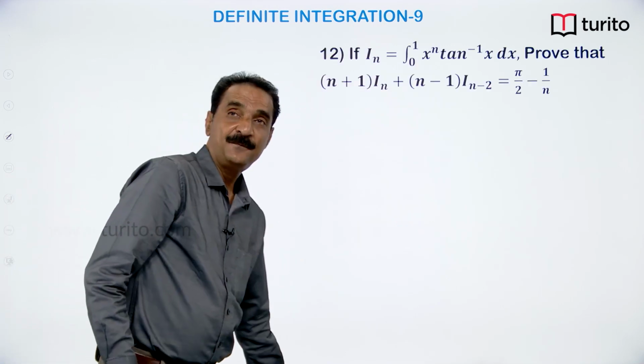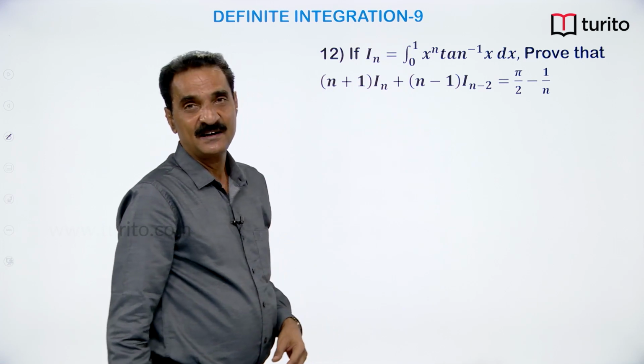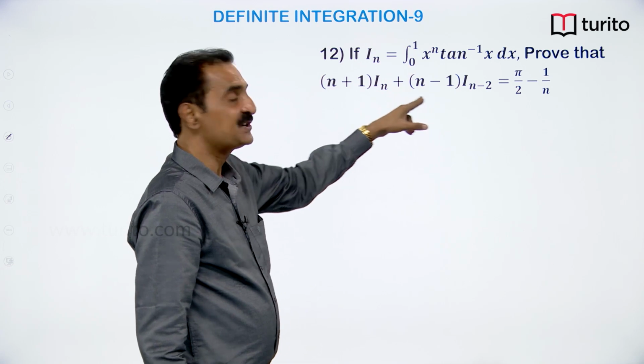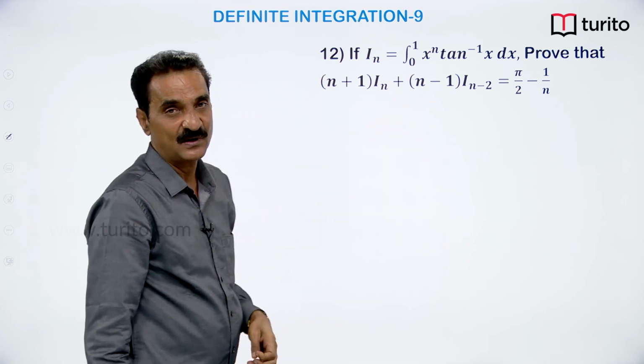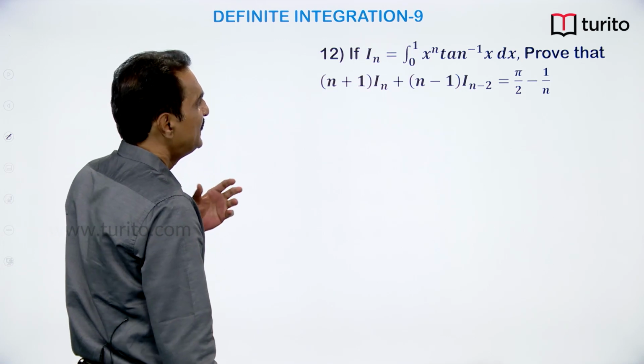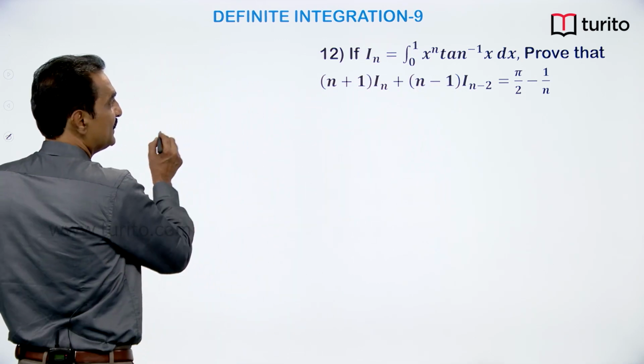And next question, if In is equal to integral 0 to 1 x power n tan inverse x dx, prove some relation between In and In minus 1, In minus 2. Here just substitute In and In minus 2, you will get it.